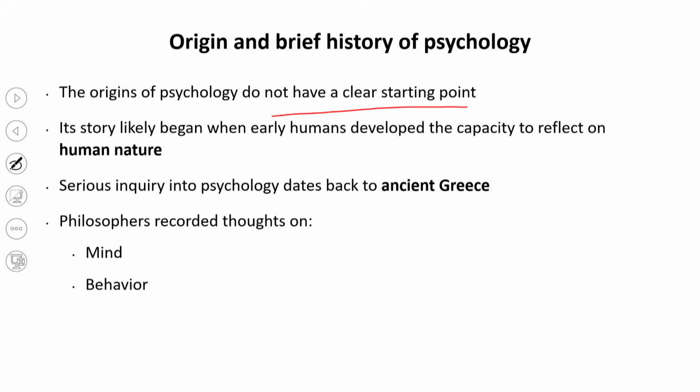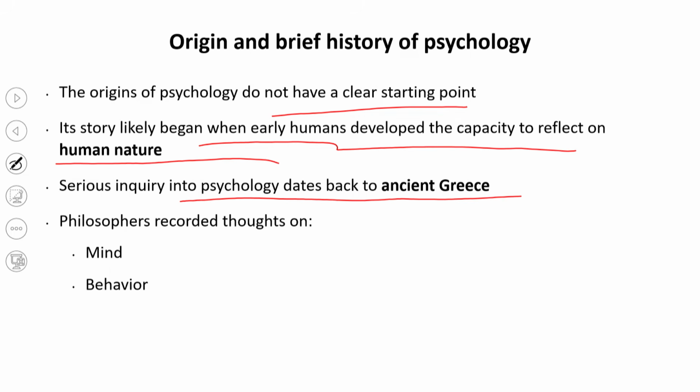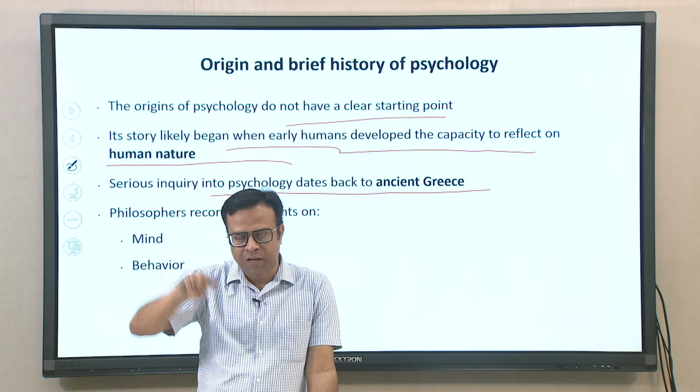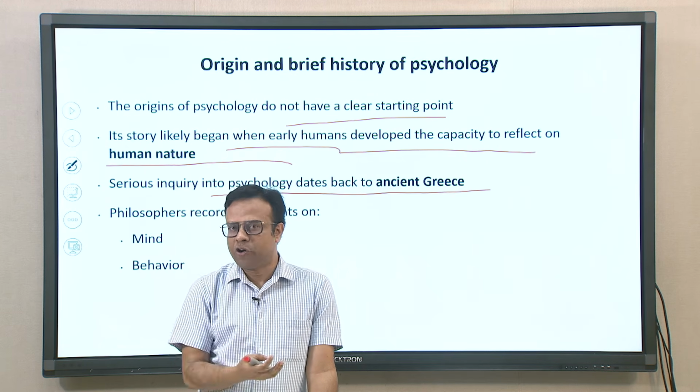Its story likely began when early humans developed the capacity to reflect on human nature, and we cannot pinpoint when it started. The moment people started thinking about themselves and explaining others' behavior, psychology actually started. The serious inquiry into psychology dates back to ancient Greece. If you look at the ancient Greeks, particularly the Greek philosophers, a lot of the content, although it was in philosophy, was about psychology.